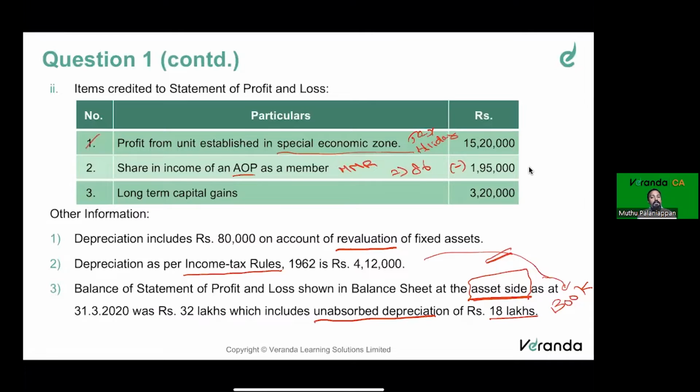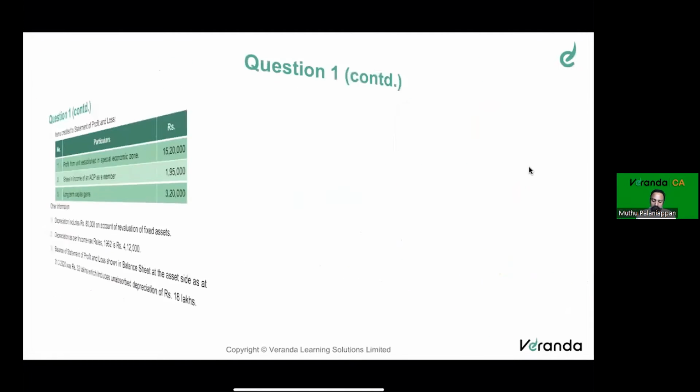And finally, you have long-term capital gain of 3,20,000. What should be done? Under 115JB, it says long-term capital gain is treated as income other than income under section 10, clause 38. Clause 38 alone is to be an allowed income. The rest of the income is probably not allowed. So this 3,20,000 also has to be adjusted. So that is with respect to this slide.